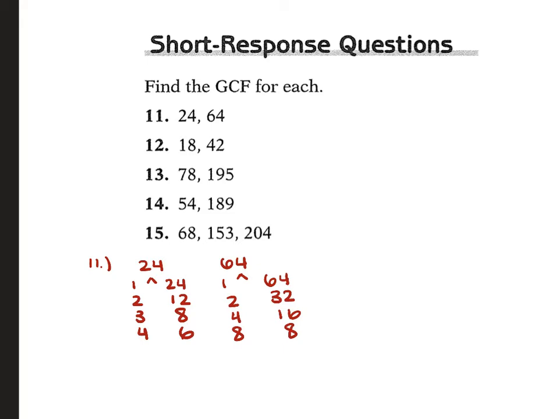So if we look at the common factors, we have 1, 2, 4, 8, and that is it. Our greatest common factor is 8.